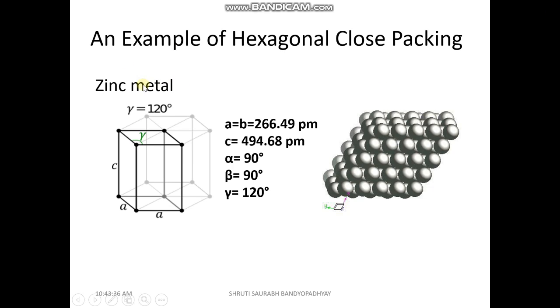An example of hexagonal close packing is zinc metal. You see here, in zinc metal the unit cell is shown here. Gamma is 120 degrees, alpha is equal to beta equal to 90 degrees, A equal to B, this A equal to B equal to 266.49 picometer. How much is a picometer? 10 to the power minus 12 meter. And C is 494.68 picometer. This one is the structure of zinc metal. The zinc metal appears in 3 dimensions as hexagonal close packed structure.